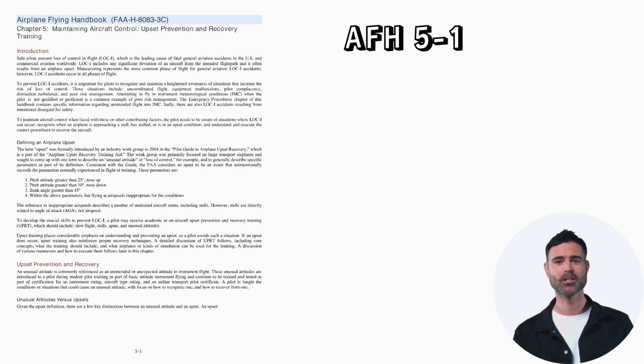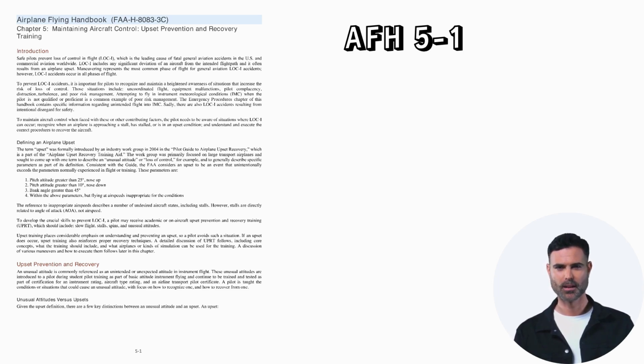A detailed discussion of UPRT follows, including core concepts, what the training should include, and what airplanes or kinds of simulation can be used for the training. A discussion of various maneuvers and how to execute them follows later in this chapter.